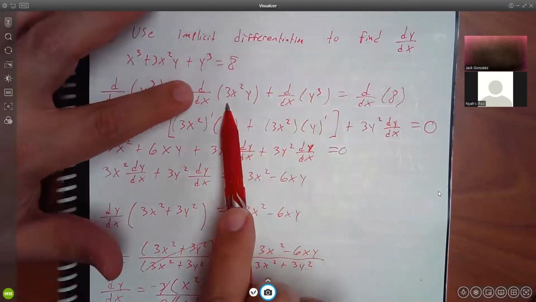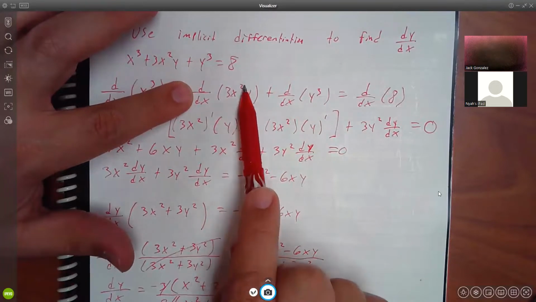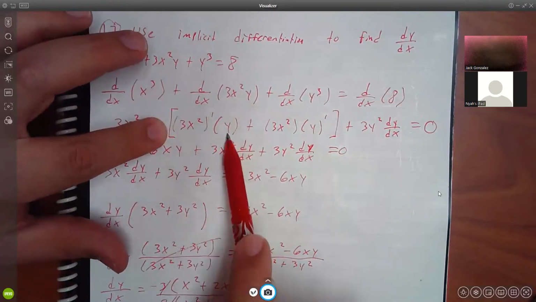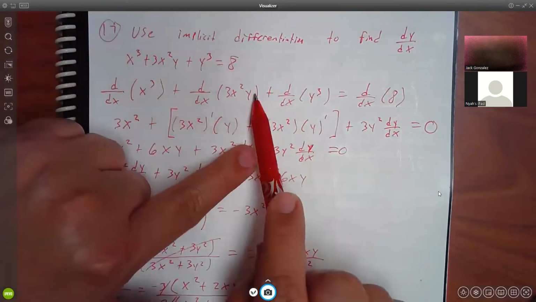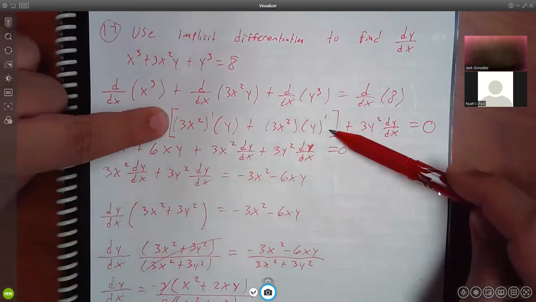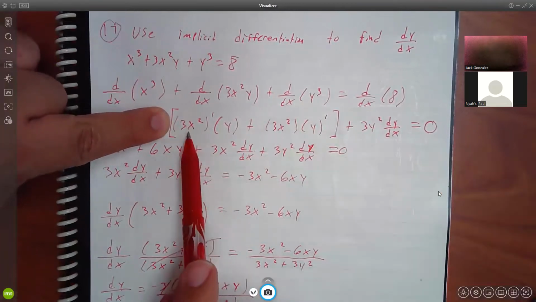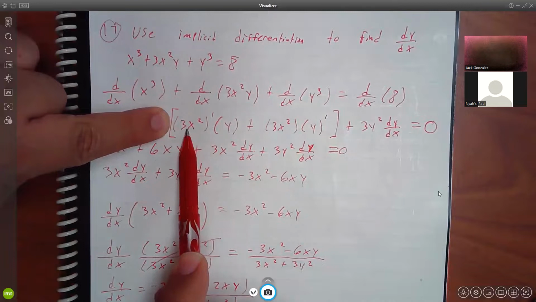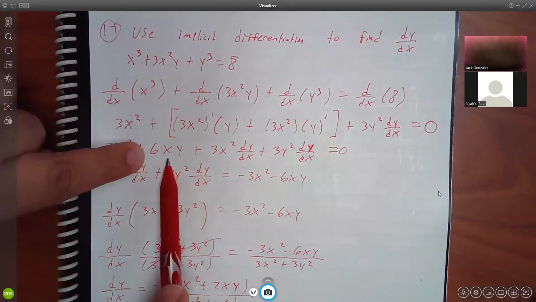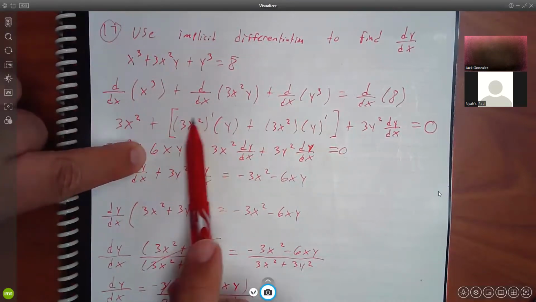Now, derivative of this is a product rule. So you're getting the derivative of this piece times the y plus the derivative of the y times the first piece. This is me setting it up, that's the product rule formula. Derivative of this is 6x times y. Right, derivative of this, 6x times y.